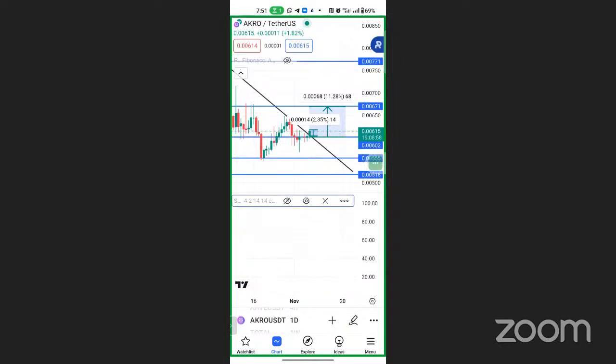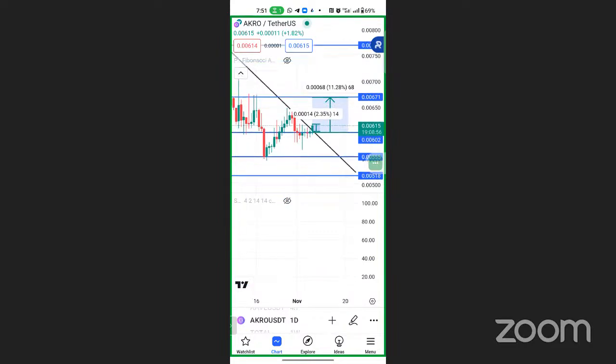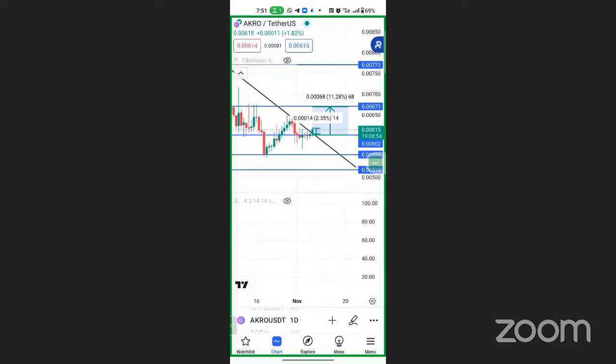Let me remove the stochastic RSI. Anybody on the call? What do you see? Because we have been going through this together. Any interpretation? Someone is saying, I'm not clear. Is it true? Okay. Any interpretation on the screen?